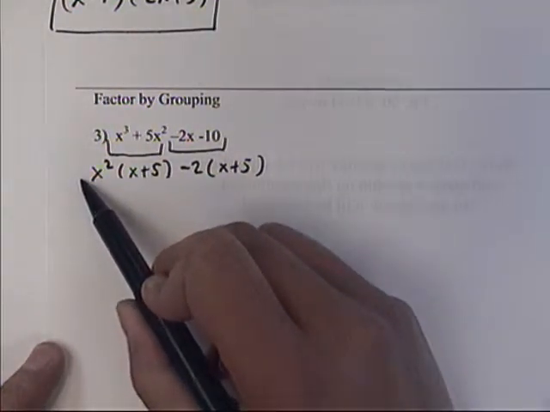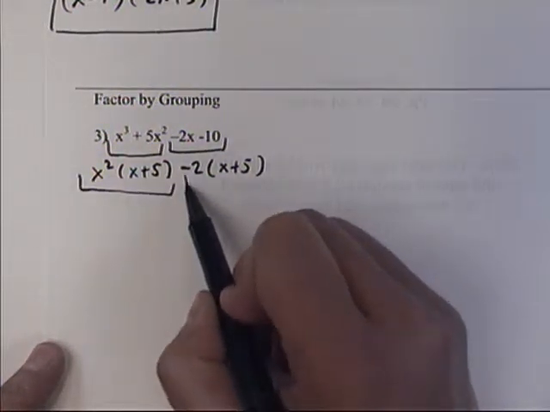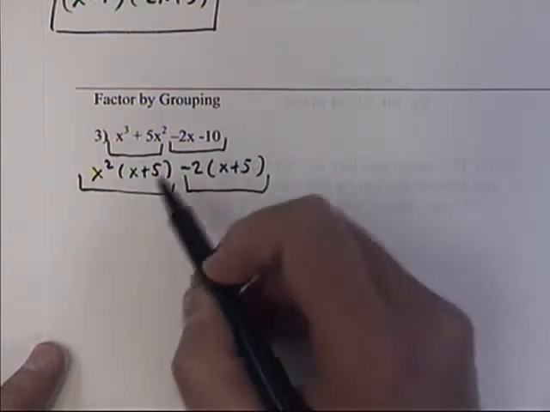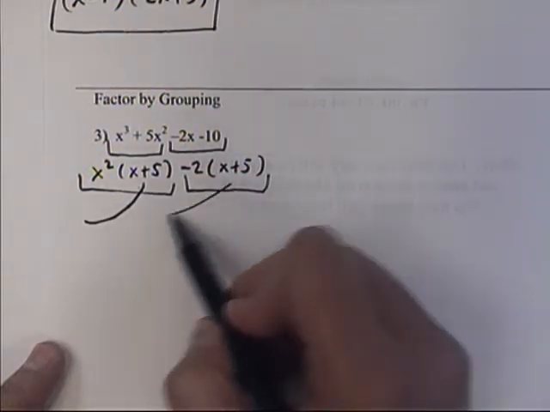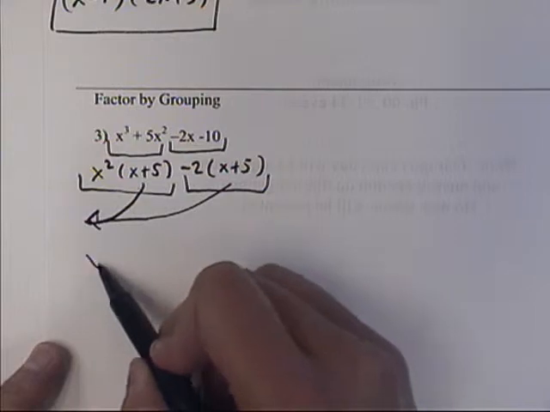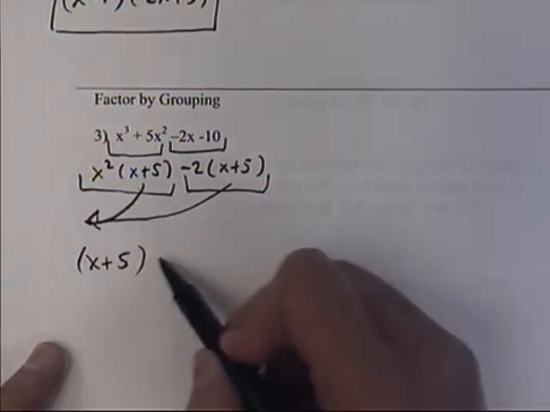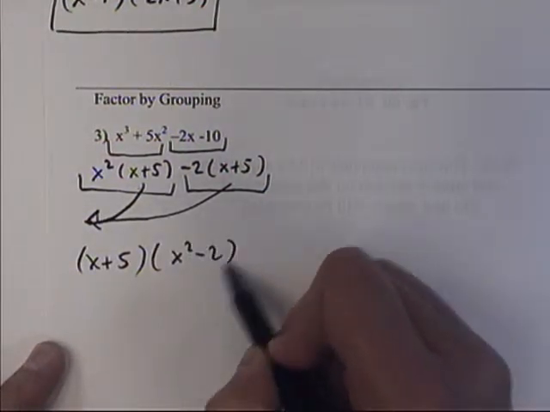So I have a term here and a term here. What do they have in common? X plus 5. So I'm going to factor out the x plus 5. And what do I have left over? X squared minus 2.